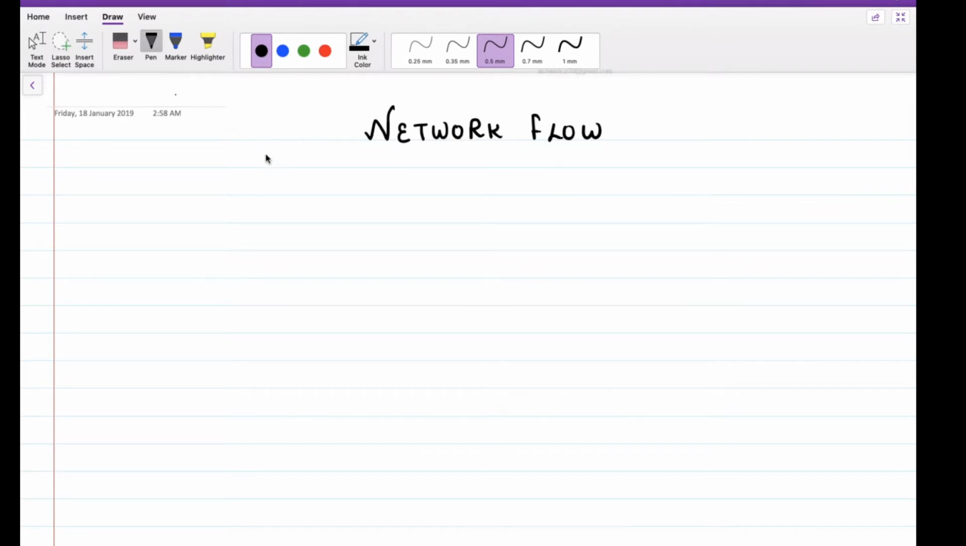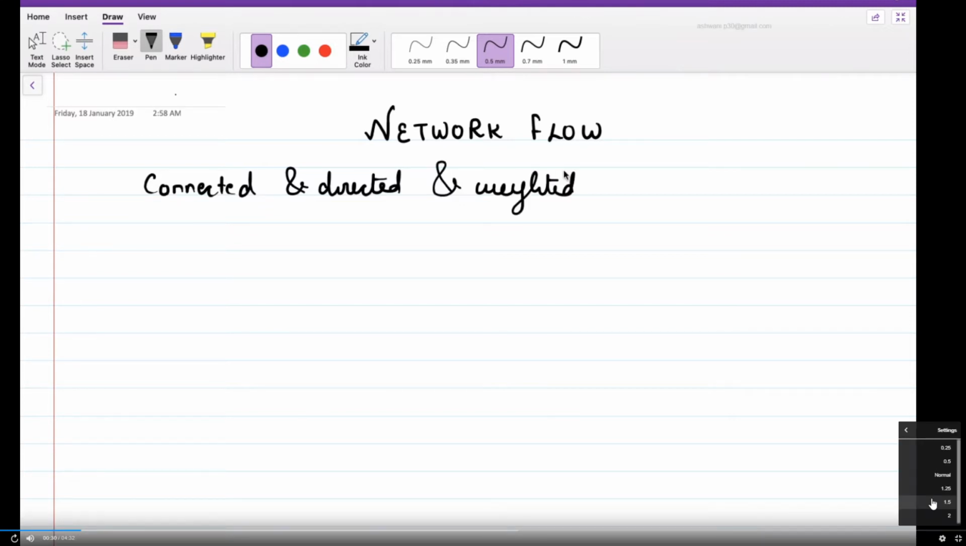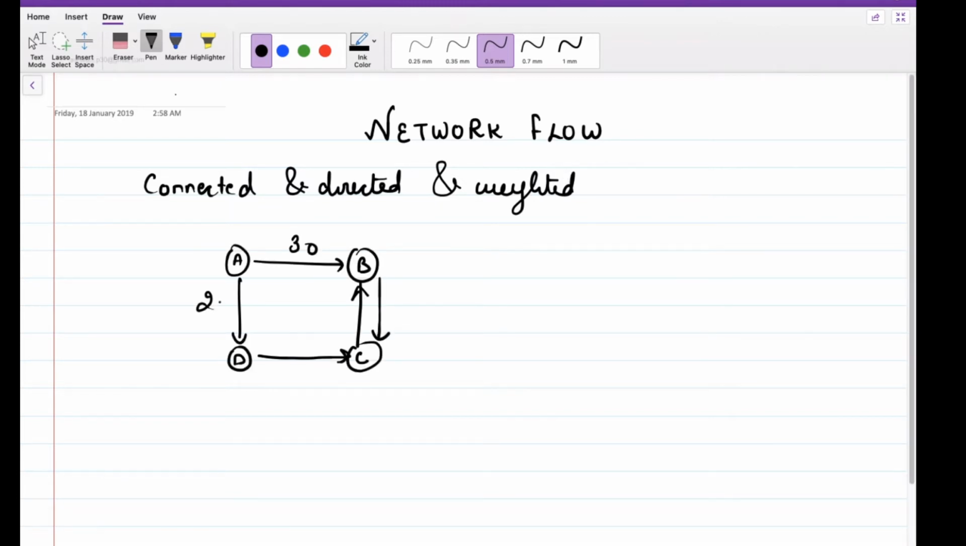So let us just imagine a connected and directed and weighted graph like this. Suppose this is vertex A, this is vertex B, this is vertex C, this is vertex D, and these are connected like this. And these have some arbitrary weights like 30, 20, 10, 5, 15.